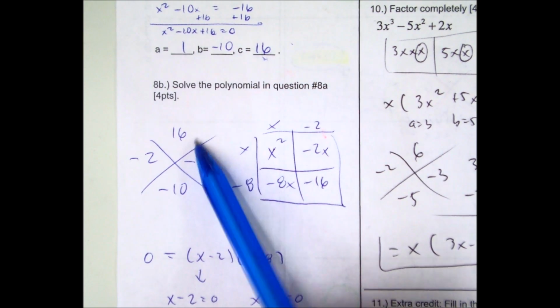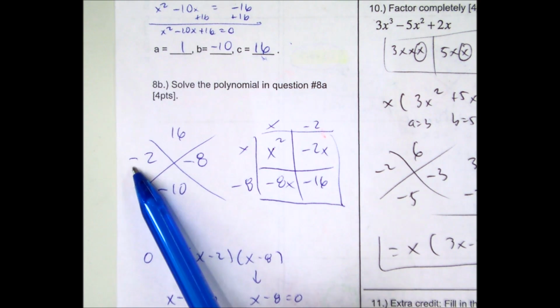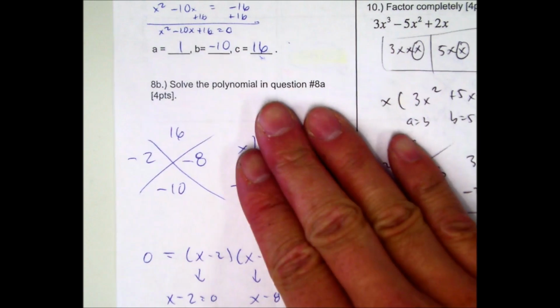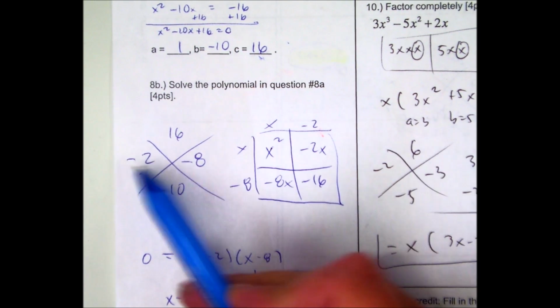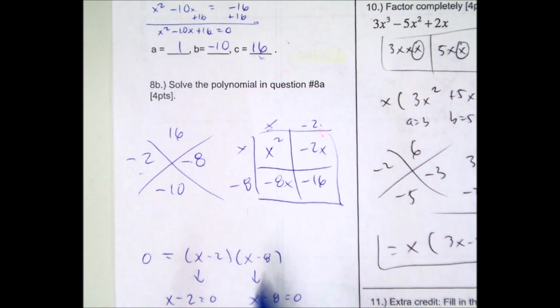A times c is 16, b value is negative 10, two numbers which are negative 2 and negative 8. Don't need to do the box because your a value is equal to 1, but if you did it, you get the same answer. Do you see that? x minus 2, x minus 8.